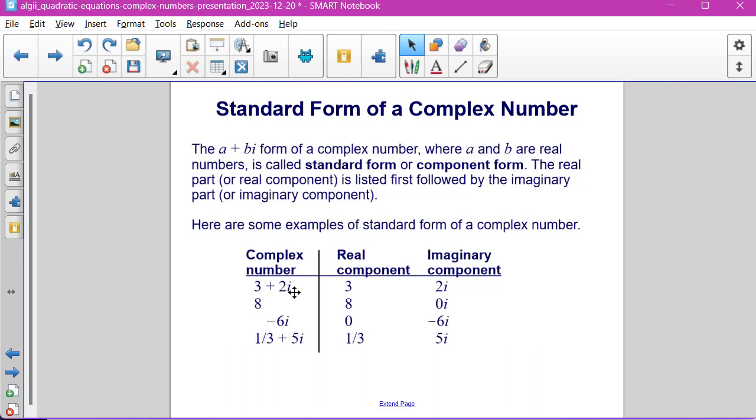In the complex number 3 plus 2i, the real component is 3 and the imaginary component is 2i. In the complex number 8, it only contains the real component of 8 and 0i as the imaginary component. In the complex number -6i, this time the real component is 0 and the imaginary component is -6i. And in the complex number 1/3 plus 5i, the real component is 1/3 and the imaginary component is 5i.